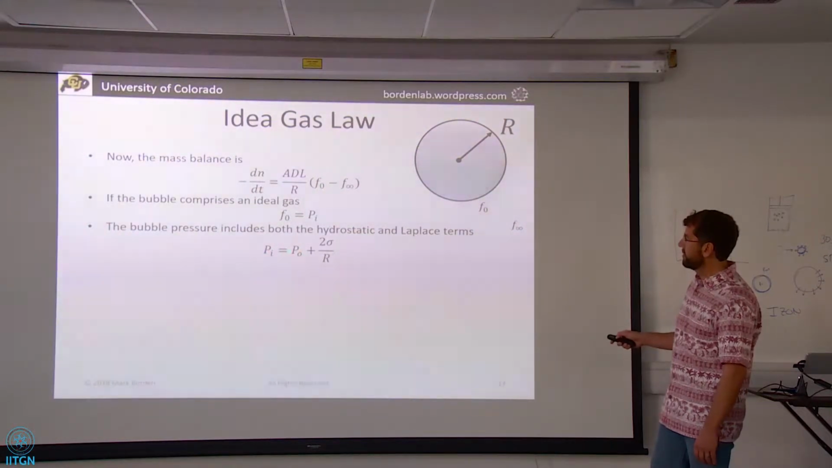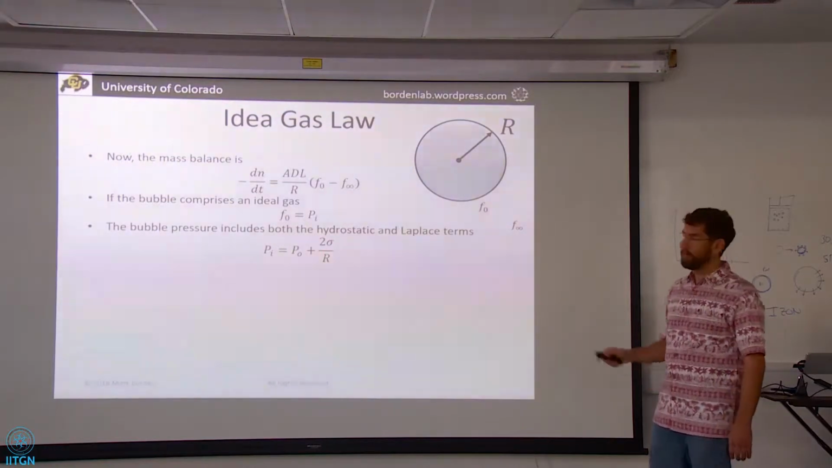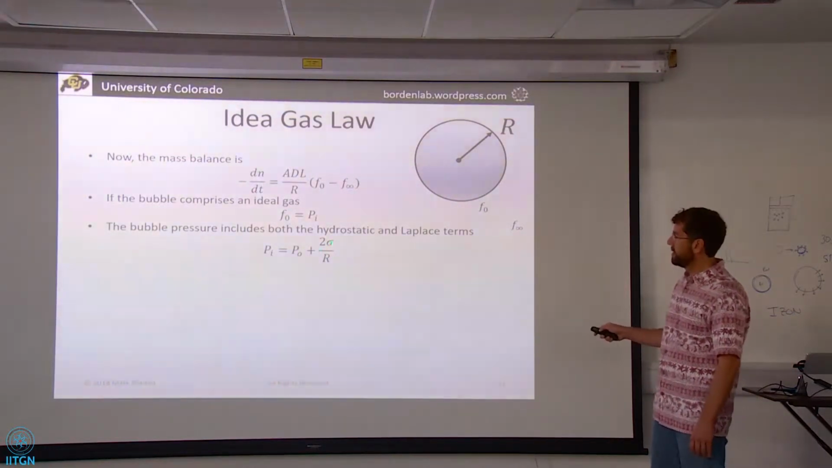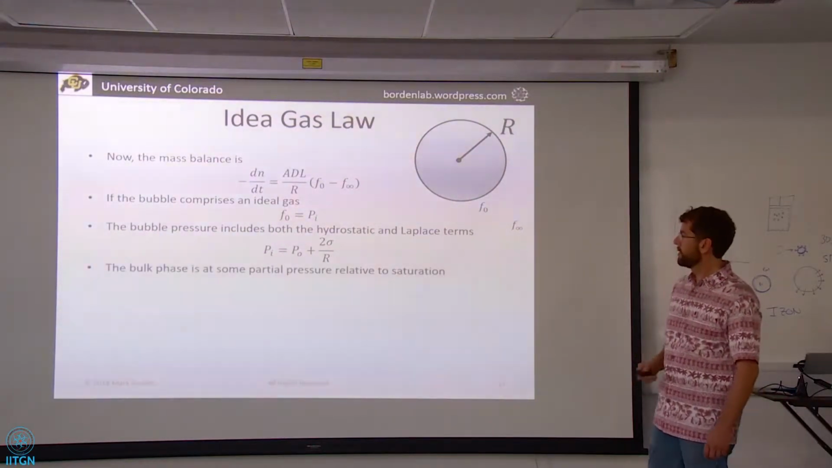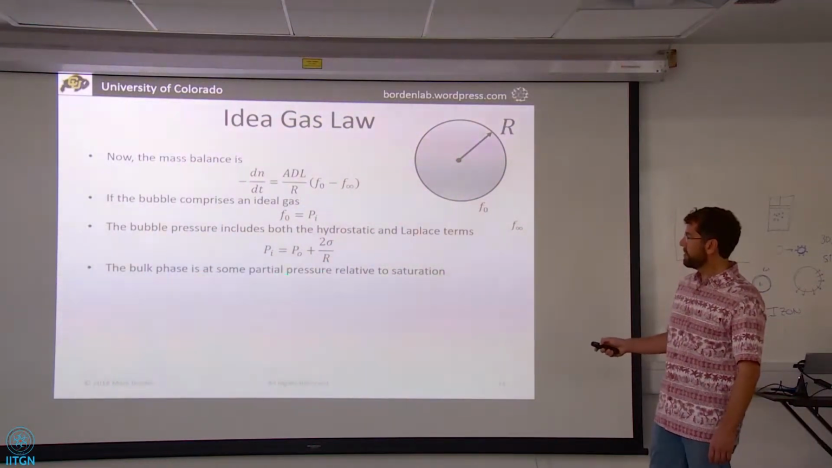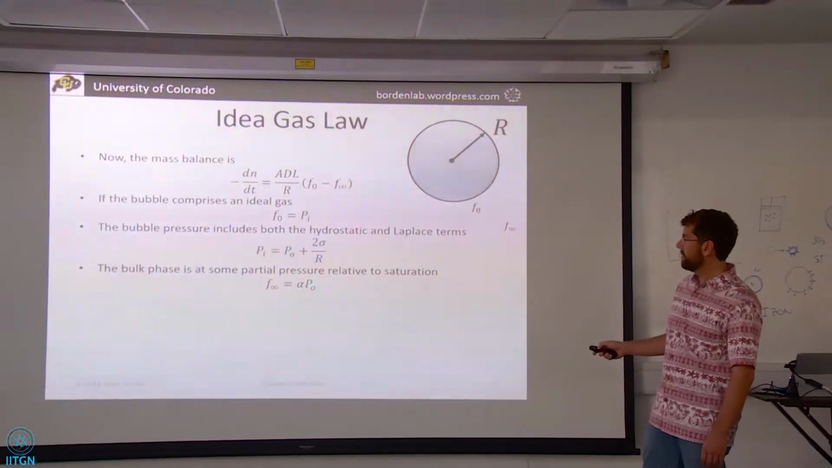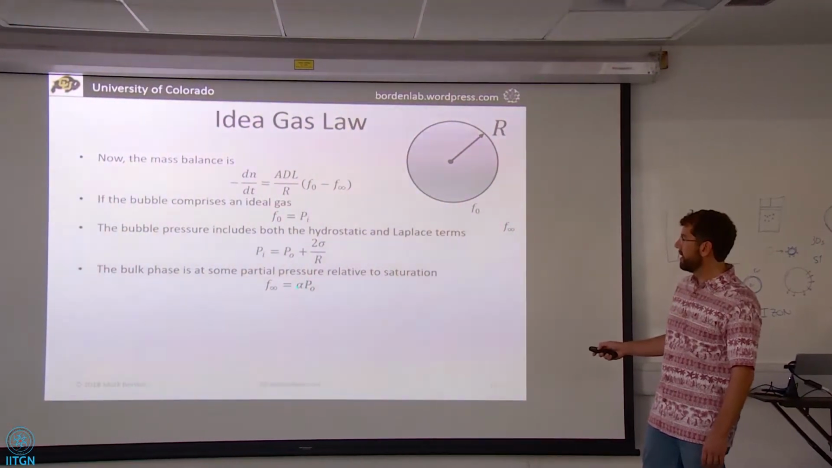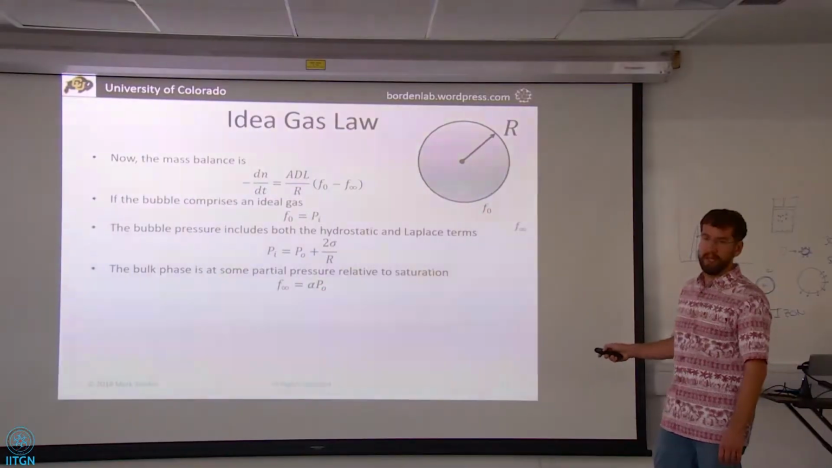So p_i is equal to P naught, the outside pressure, plus, we just derived this, 2 sigma over R, the Laplace pressure, 2 times surface tension divided by the radius of the bubble. So the bulk phase is at some partial pressure relative to saturation. It could be degassed, it could be supersaturated. So we'll say there's an overall hydrostatic pressure, P naught, and then the fugacity out here will be some fraction of that.